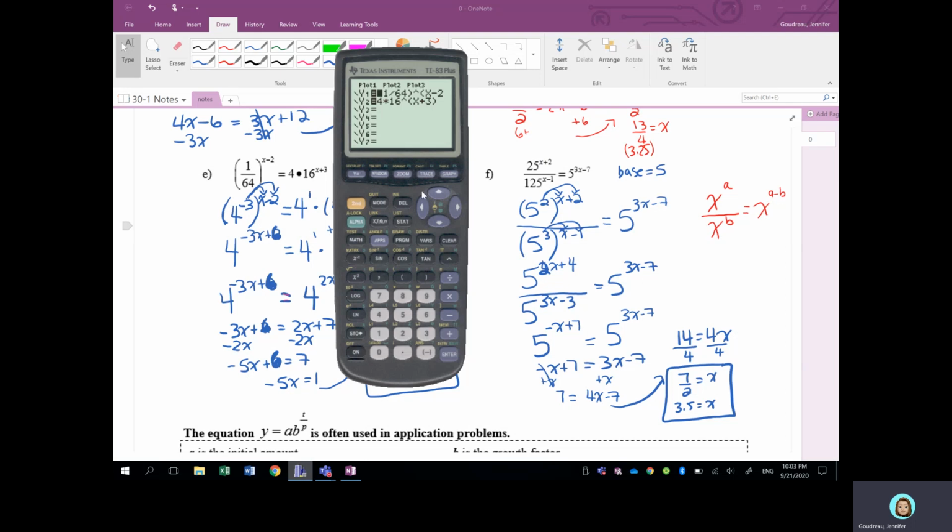So we go to y equals, clear everything out of there. Okay. On that left-hand side, 25 to the power of x plus 2. Let me make sure I close this bracket here. Divided by 125 to the power of x minus 1. And then on the other side, just a 5 to the power of 3x minus 7. Oops, that's not what I wanted. Let's try that again. 3x, there we go, minus 7.